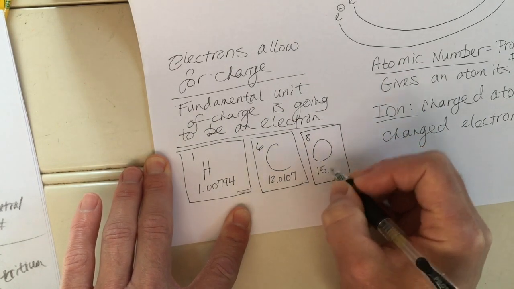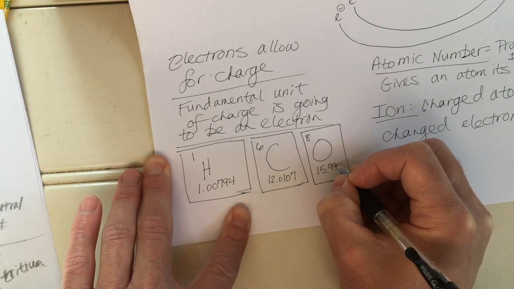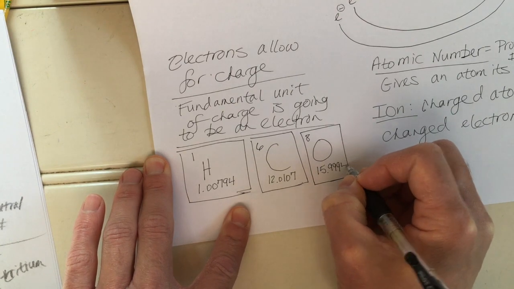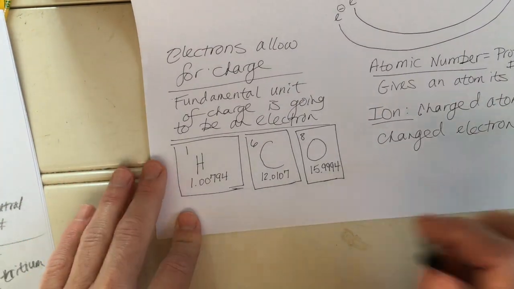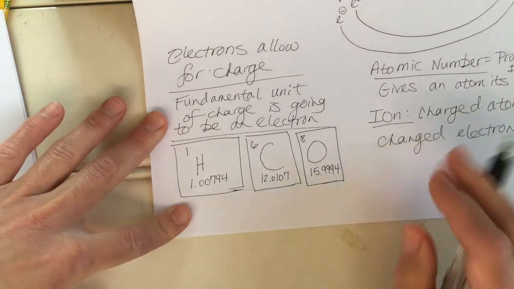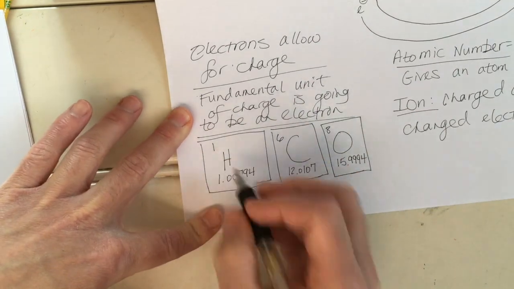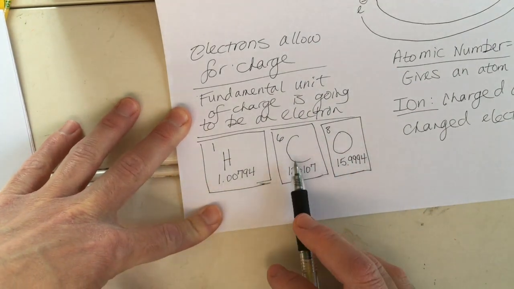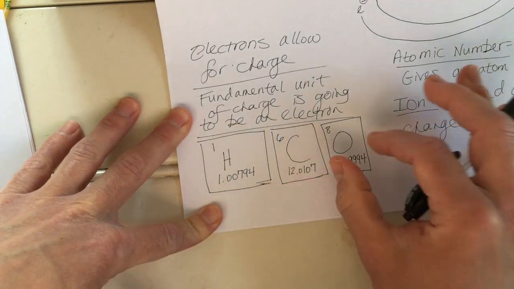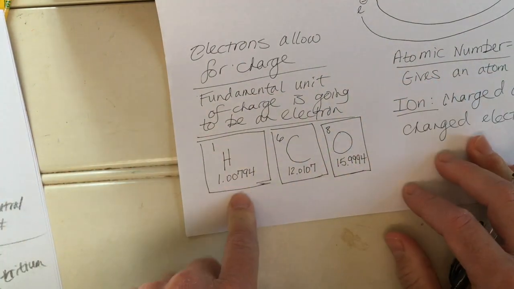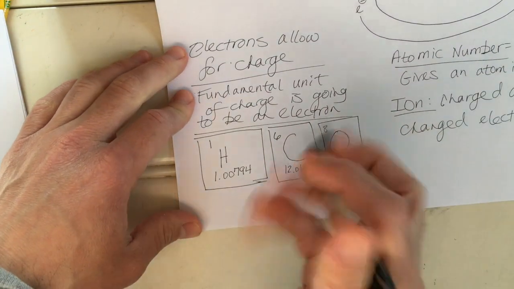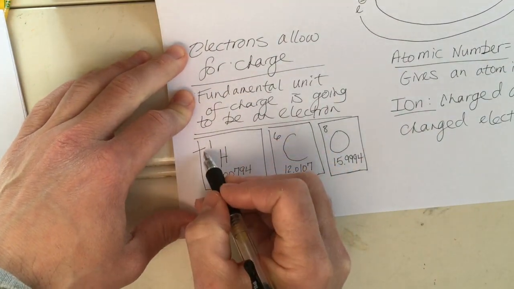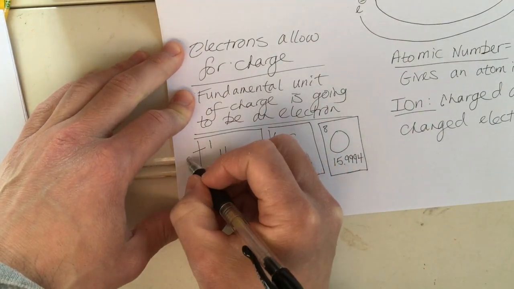This is definitely not 16, right? It's 15.9994. All right. And so why is that? Where do these numbers come from? Well, what we had here with each element, hydrogen is an element. Carbon is an element. Oxygen is an element. The smallest unit of an element was an atom. All right. And what we said here is that this was our atomic number.